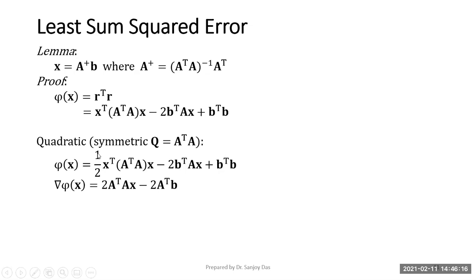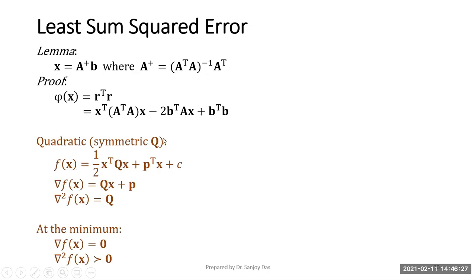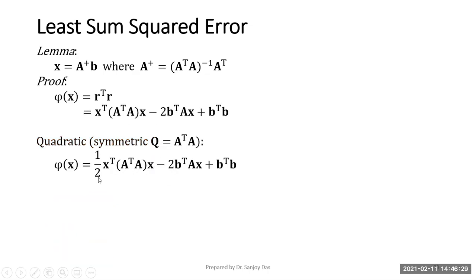This half shouldn't be there. Phi of x is, yeah, this half shouldn't be there. That's a typo here. That's why we get a 2 here. Just make a note of that.